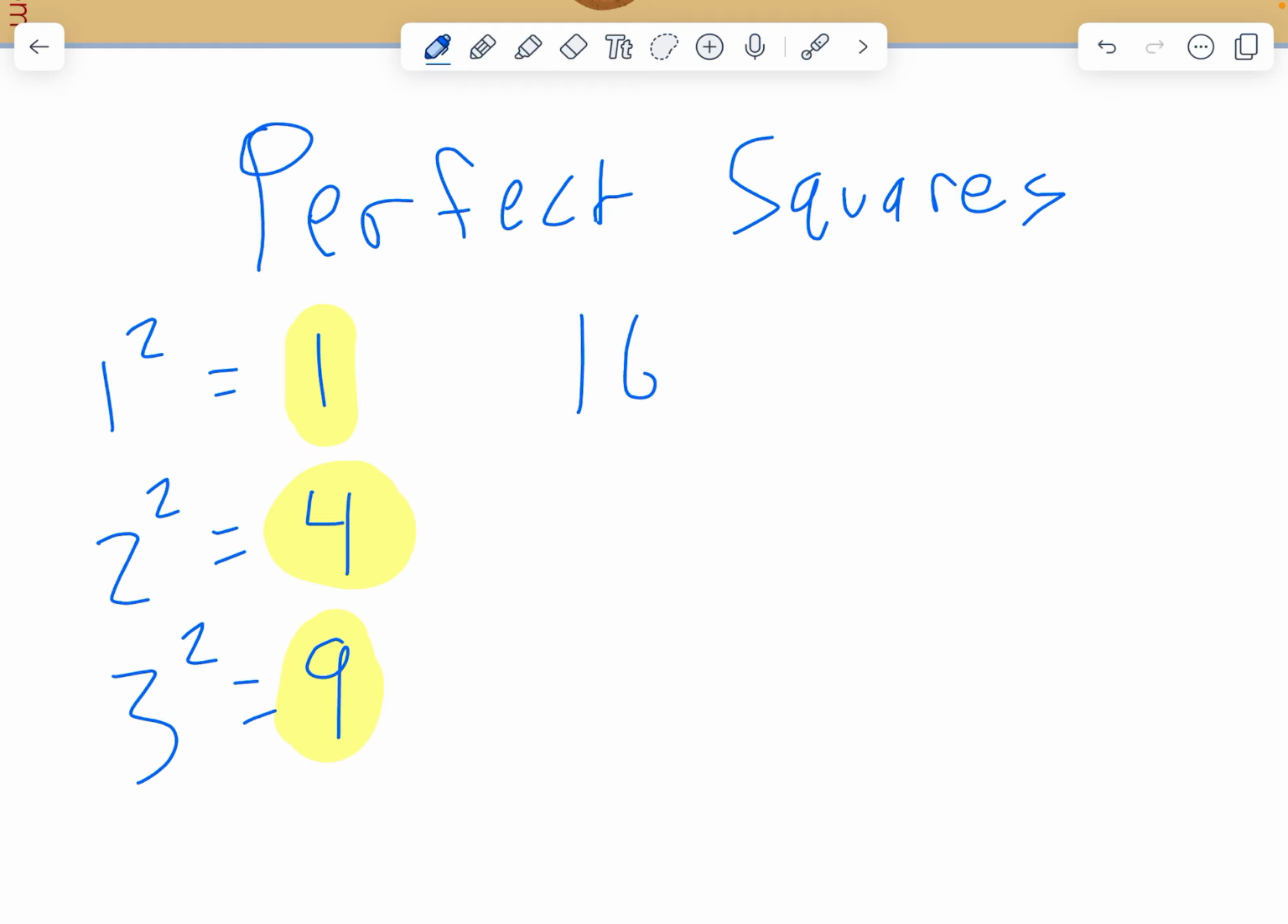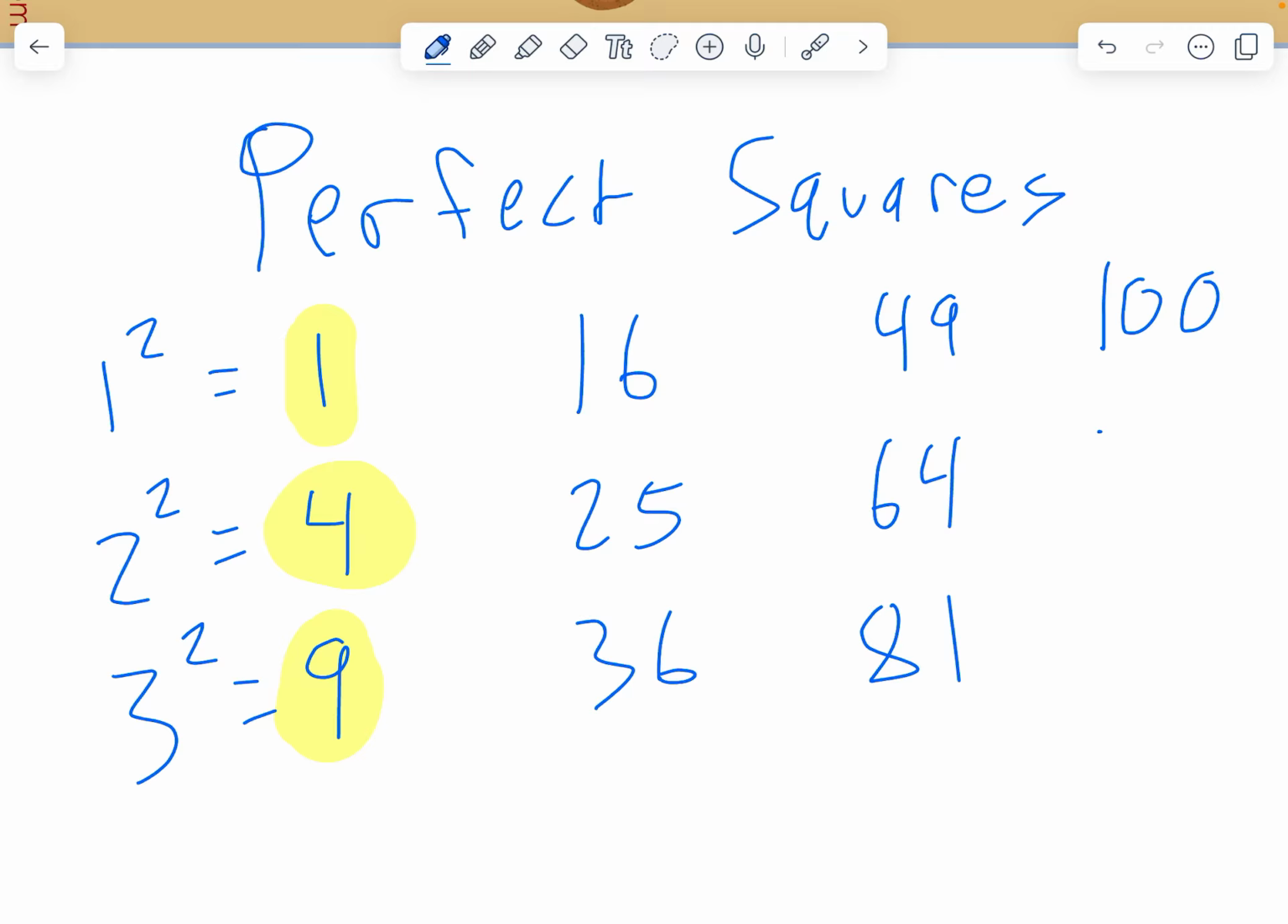So, 4 squared is 16. 5 squared is 25. 6 squared is 36. 7 squared is 49. 8 squared is 64. 9 squared is 81. 10 squared is 100, 11 squared is 121, and 12 squared is 144. And so these are the first 12 perfect squares. Normally, you're not going to go past this. 144 is already a pretty big number, but you should probably know these numbers. You should have them memorized, and if not, you should have them written down somewhere that you can access quickly.